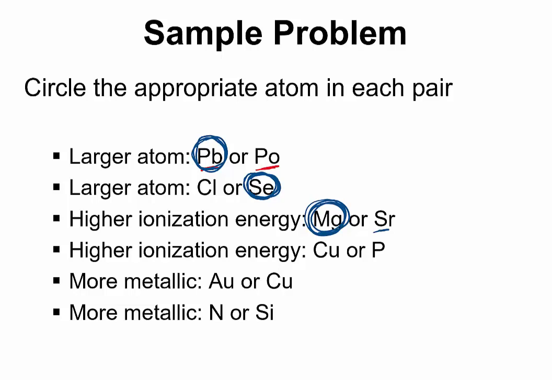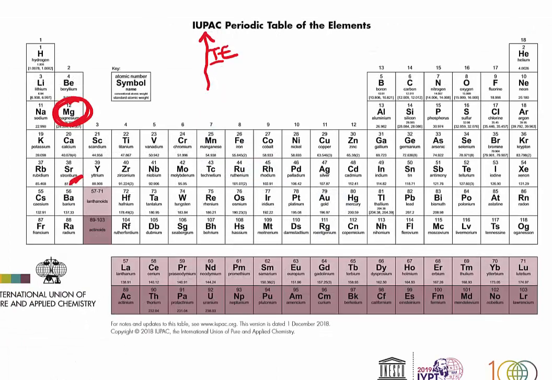Let us take a look at question number 4. Which one will have a higher ionization energy, copper or phosphorus? Let us take a look at the periodic table. Here is copper and here is phosphorus. They do not belong in the same group. They do not belong in the same period. So we will need to look at energy level effects, and we will need to look at nuclear pull effects.